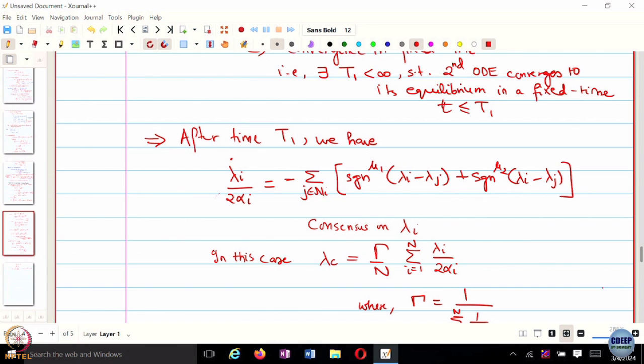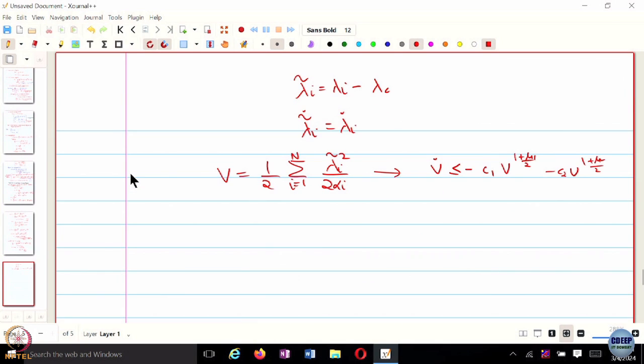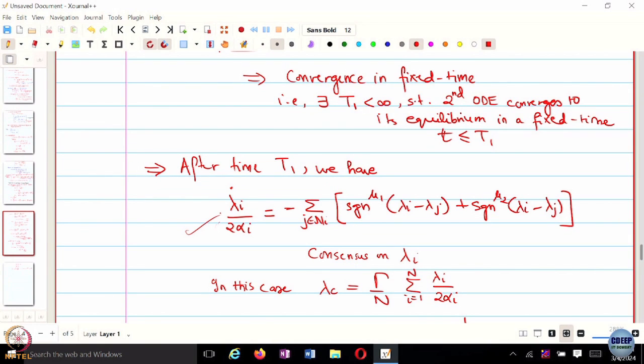So, in a fixed time, let us say this happens in capital T2 time. So, in time T1 plus capital T2, because this scheme is valid only after time T1, right? Only after time T1 this scheme is valid, and let us say it takes capital T2 time to converge. So, in this total time T1 plus T2, this entire algorithm converges. That means you are able to solve the uncapacitated economic dispatch problem in a distributed manner in a time capital T1 plus T2, okay.